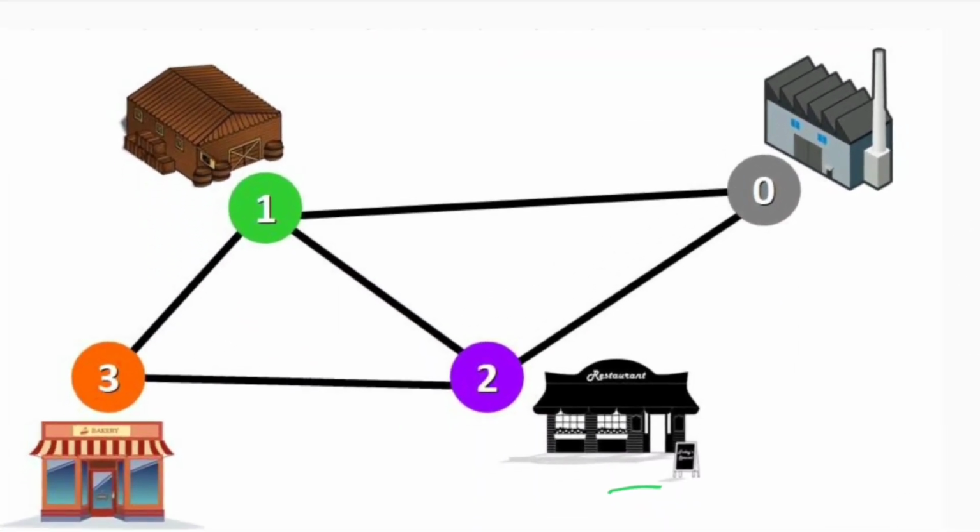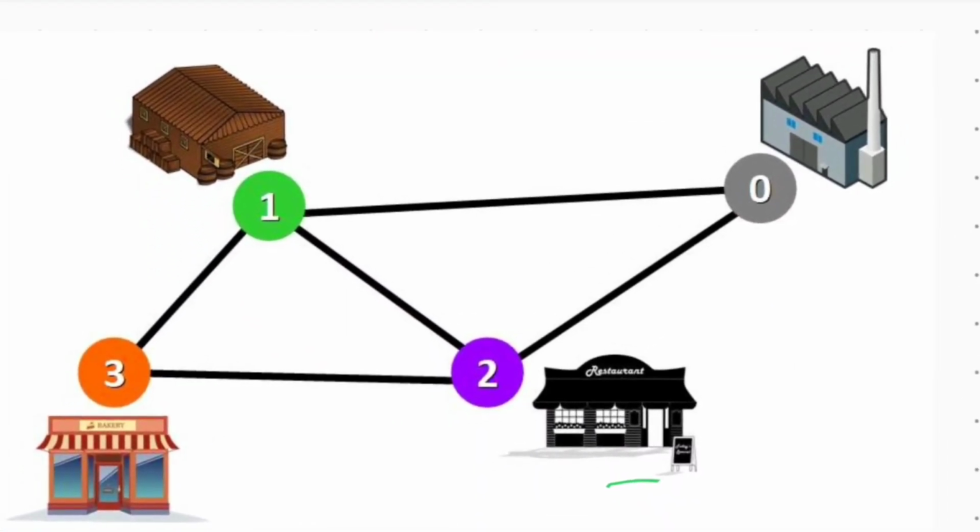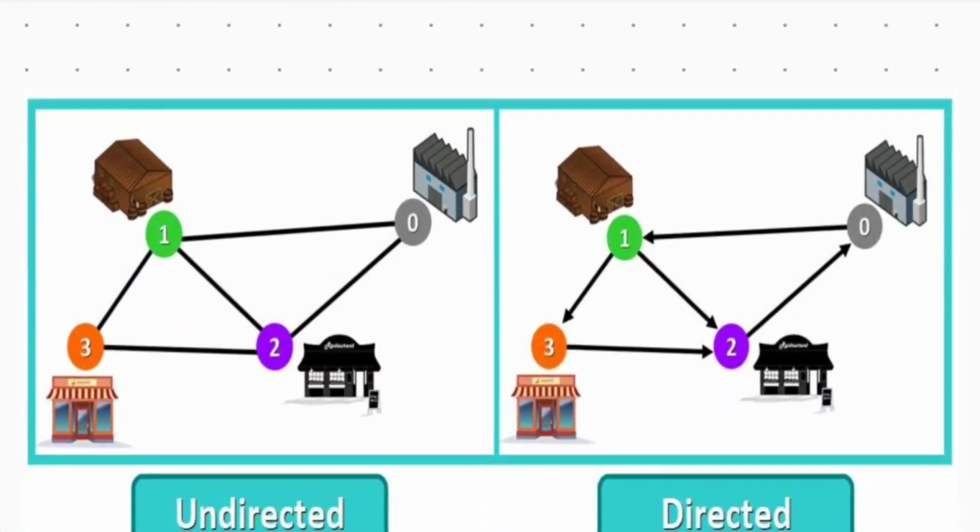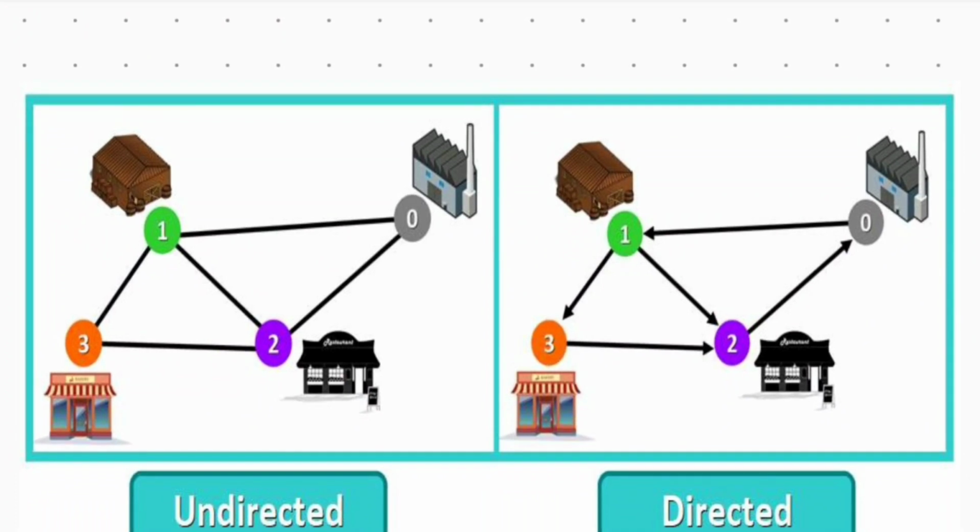Another illustration. Here you can see we used a graph in a transportation model where the nodes would represent facilities that send or receive products, and these edges would represent the paths that connect them. Another example. Then here you can see a representation of two graphs, the undirected graph and the directed graph.